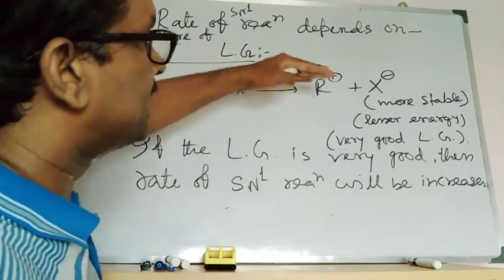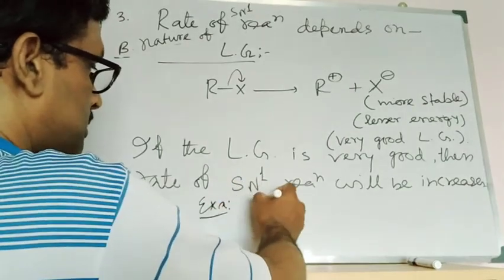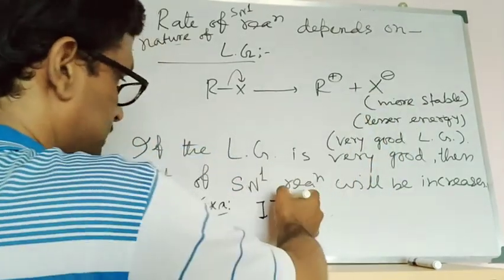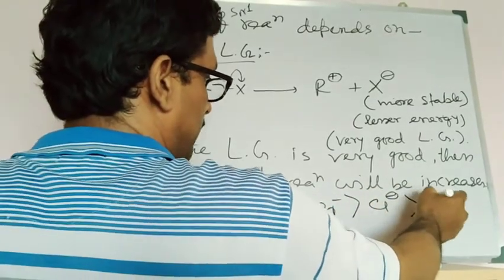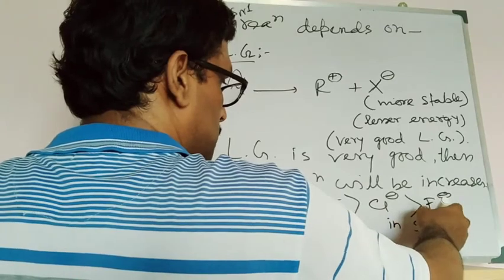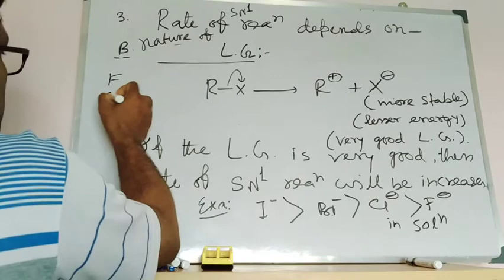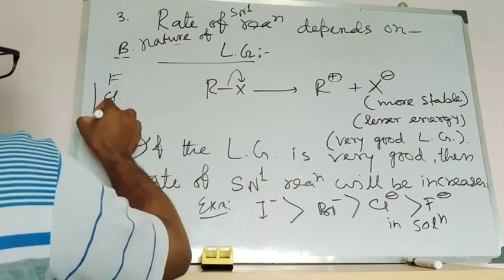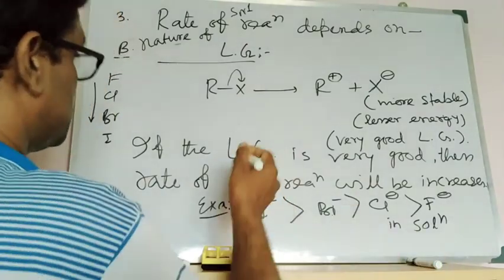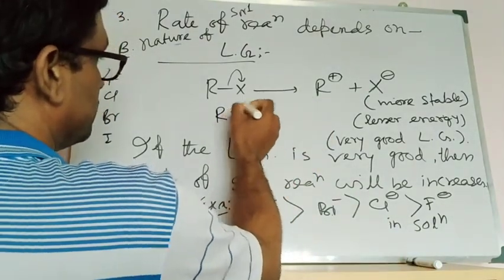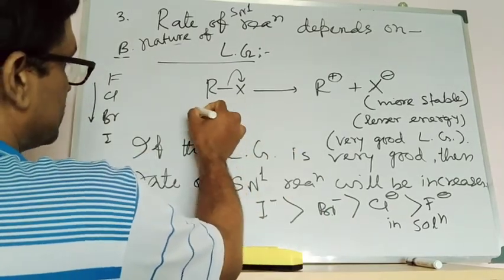So how will X behave? Now in solution, take an example. If X equals I minus, then Br minus, then Cl minus, then F minus in solution. So down the group, F, Cl, Br, I, the nucleophilicity increases. This is one of the causes. Other causes are there, just like this, that is RS, the nucleophile. So now if we take OTs minus, yes or no?